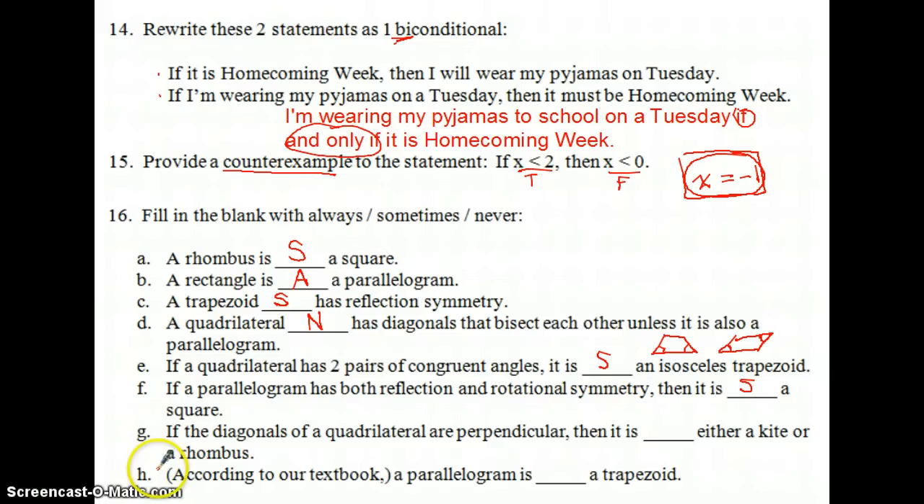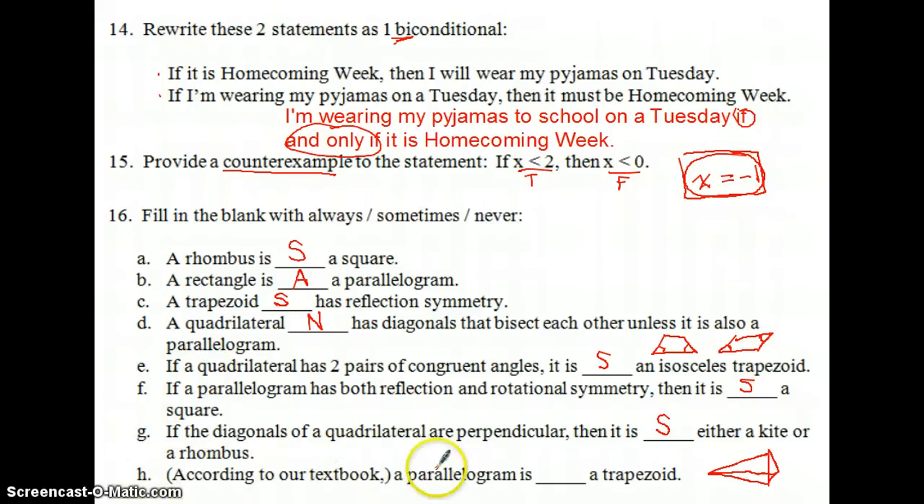If the diagonals of a quadrilateral are perpendicular, then it is blank either a kite or a rhombus. Well, it could at least sometimes be a kite or a rhombus. Could we get it to not even be a kite? Yeah, I think so. If you have a diagonal and then some other random diagonal that isn't bisected or isn't really anything special to the other one, I could connect these four endpoints if those are the diagonals, and I might get just something that's really nothing. So it doesn't have to be a kite or a rhombus.